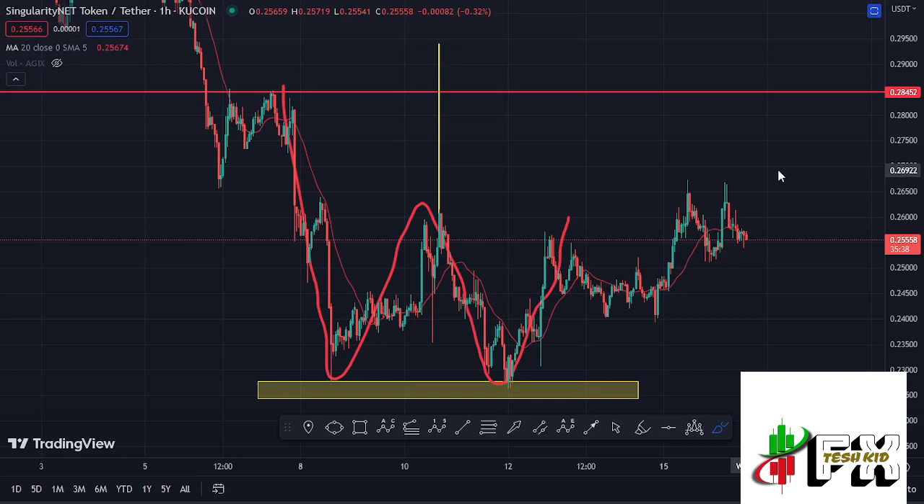At the time of this recording, AGIX is holding below the 20-day MA here on the 4-hour chart, on the 1-hour chart, which is now acting as a resistance for us to continue gearing up.